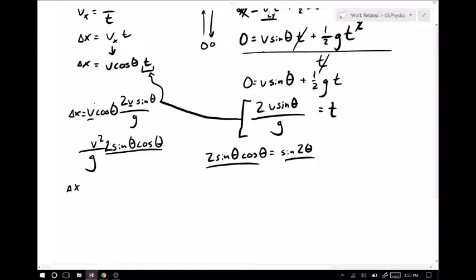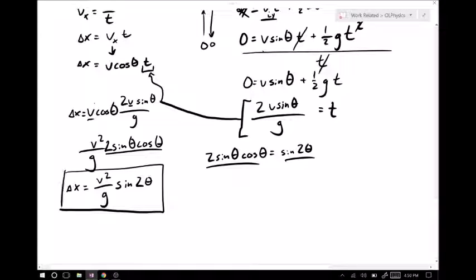And we can say change in x then, which is our range, is just v squared, which is the velocity that the projectile is launched at, divided by your gravity, multiplied then by sine of 2 times your angle, right? So this equation right here, this is to solve for range of a projectile launched on a horizontal plane.